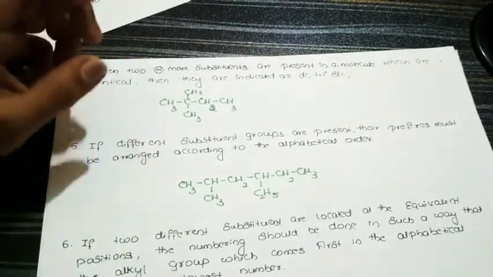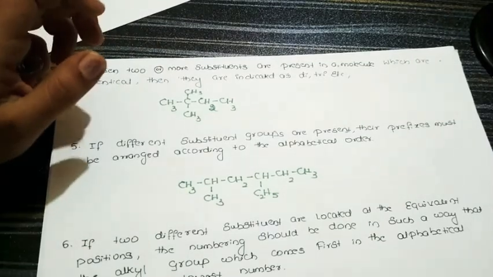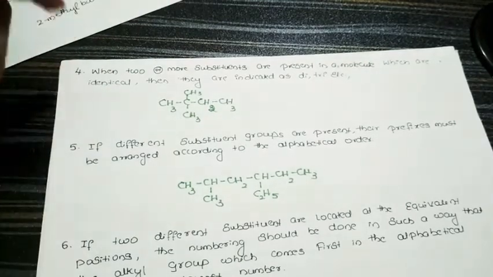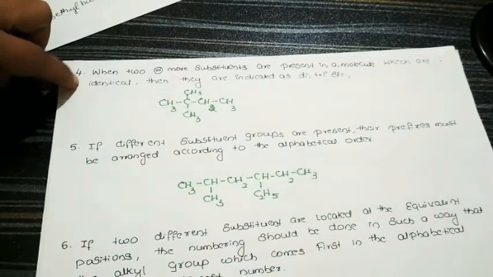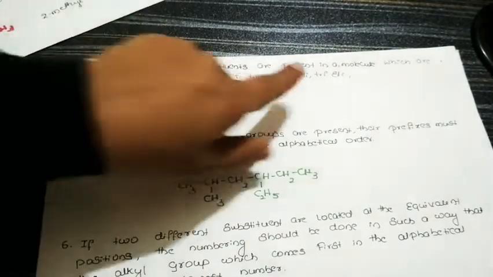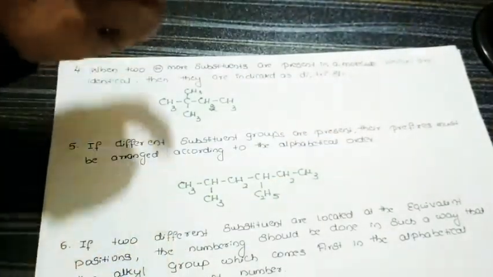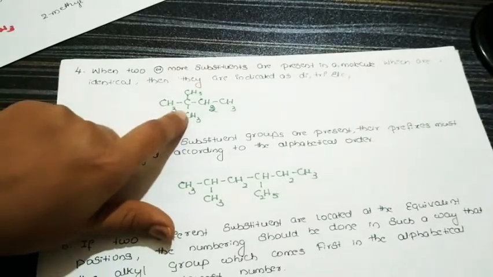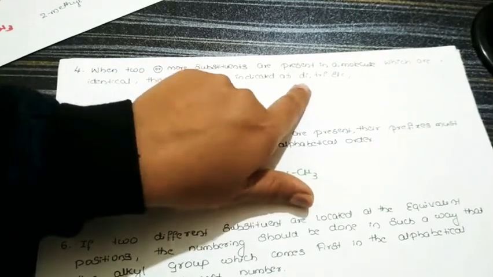So, the second rule is that after you select the chain, you have to number it in such a way that the substituent gets the least number. Now, what is the fourth rule telling? When two or more substituents are present in a molecule which are identical, if the same group is repeating, then we need to indicate it by di, tri, tetra, words like that.